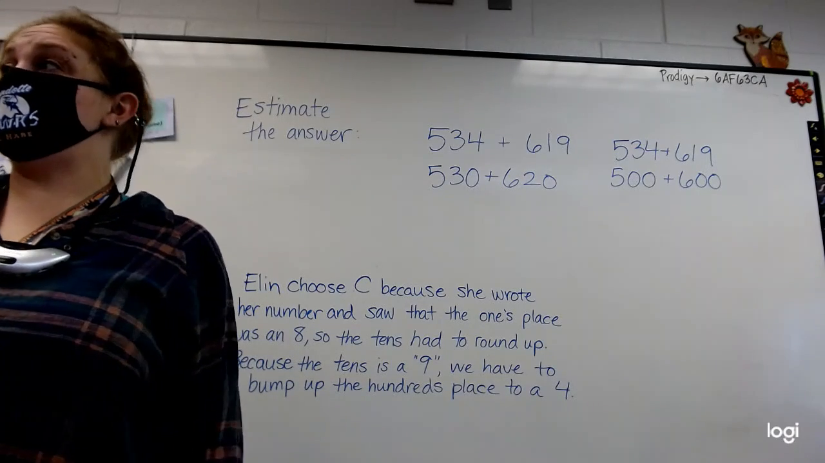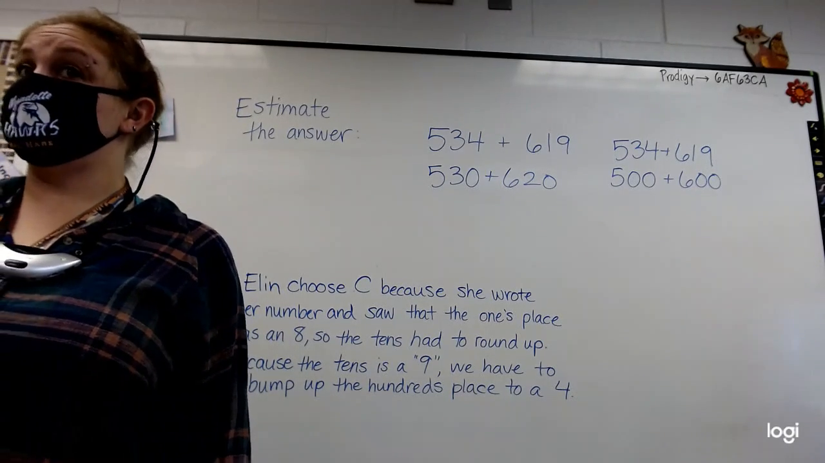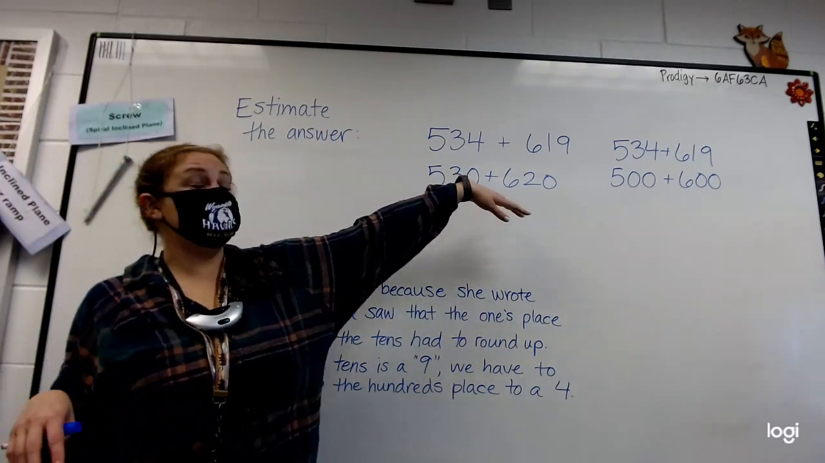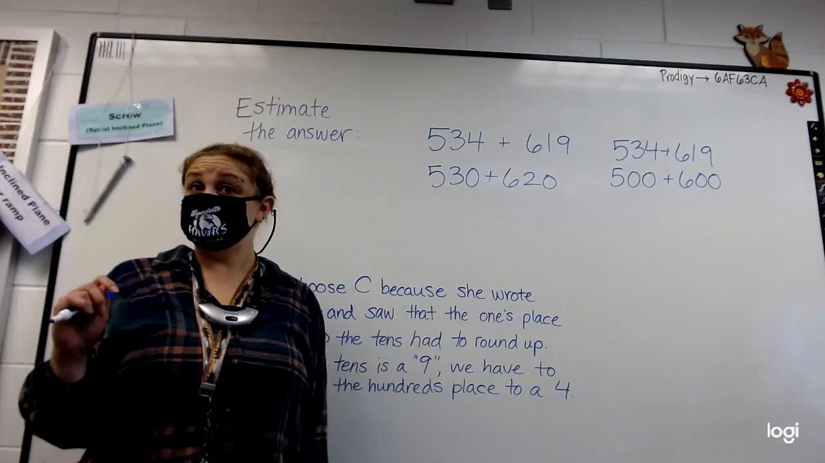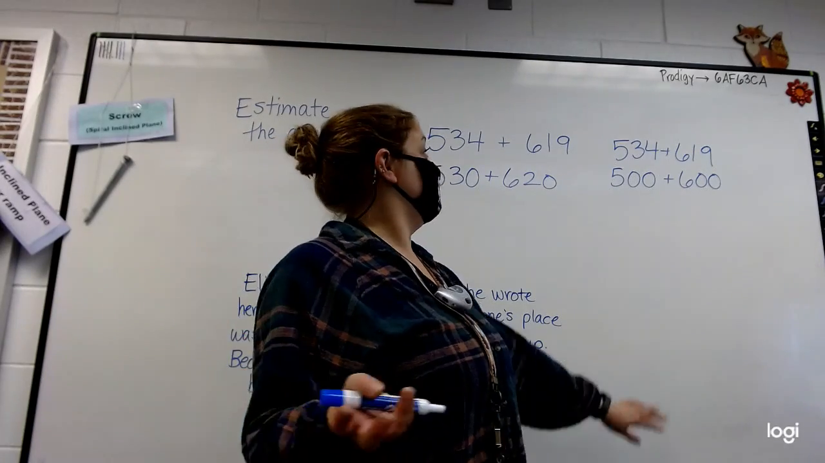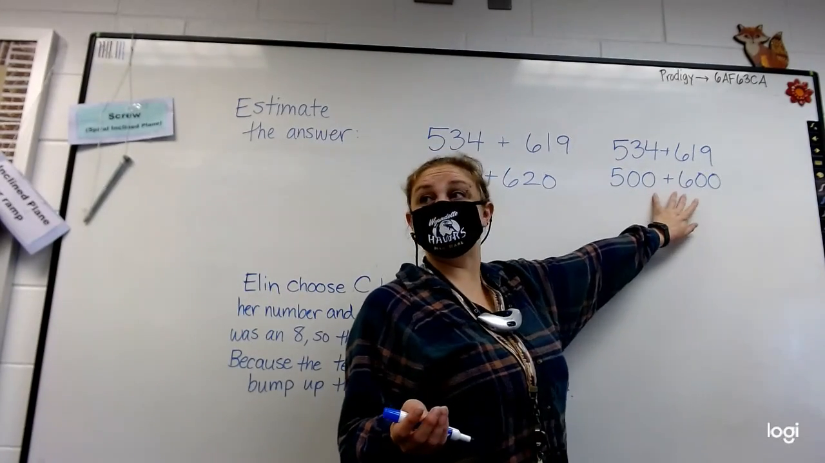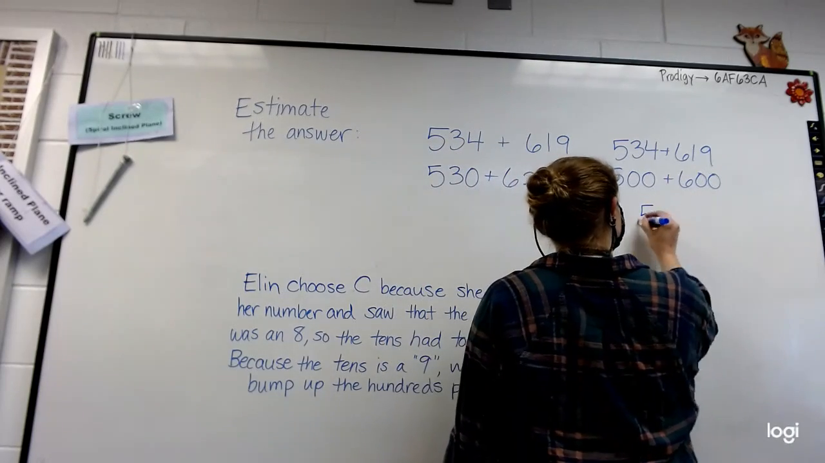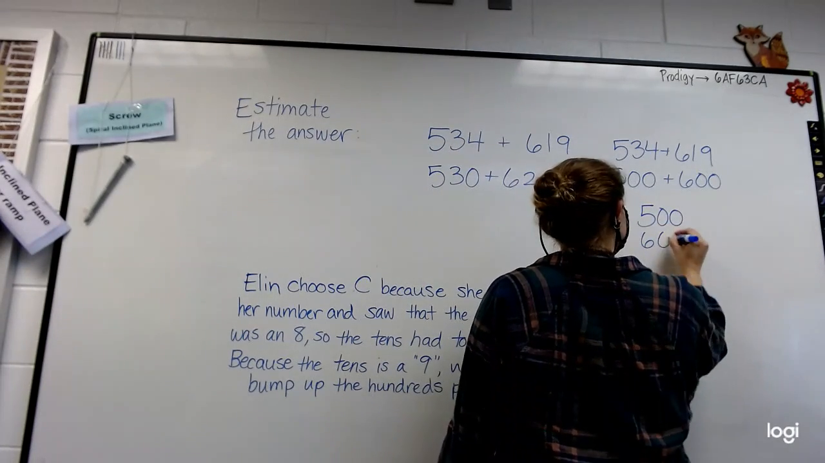Okay. You will have about 2 or 3 of these questions on your test tomorrow, where they will say estimate the answer. They'll give you a problem, and then you choose how you round them. So my advice, round to a larger place value. This is easy to add, right? We can stack them up, 500 plus 600. We can easily add that.